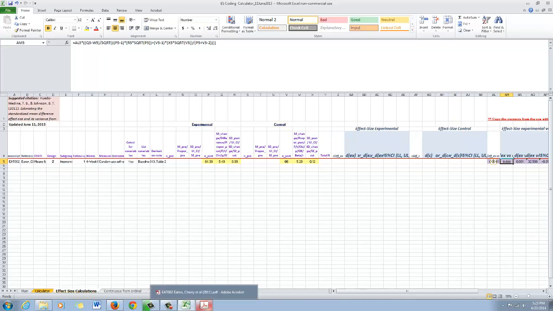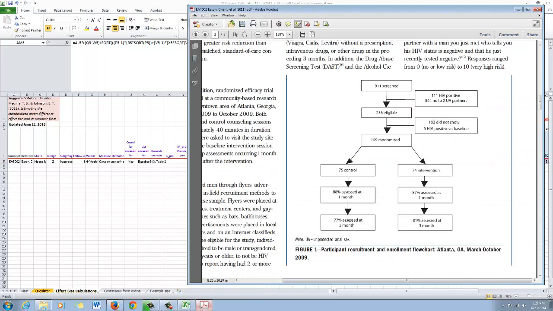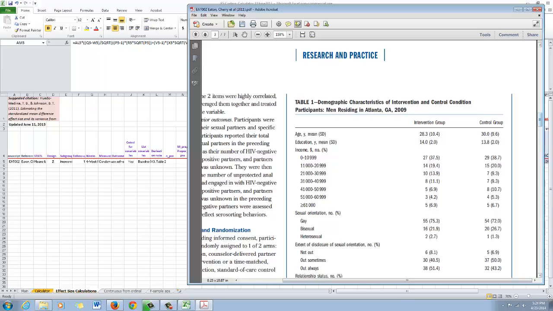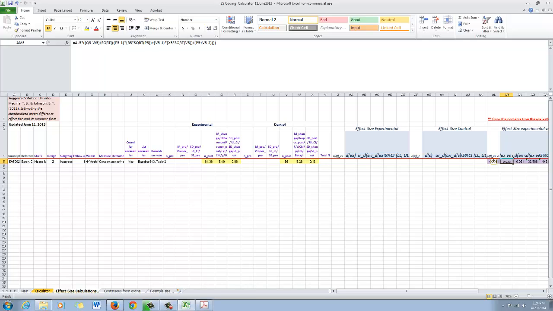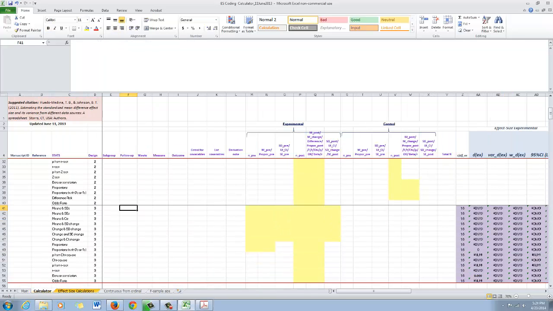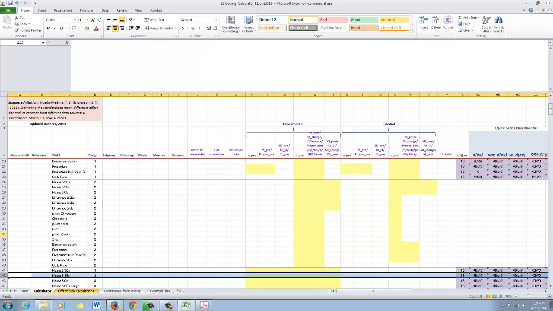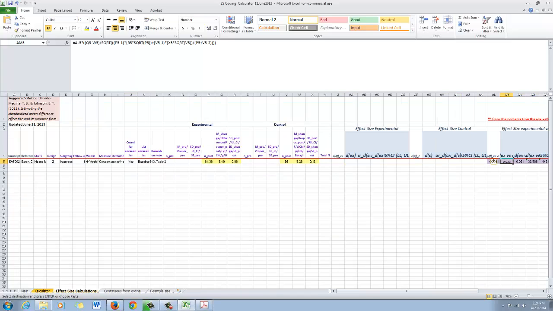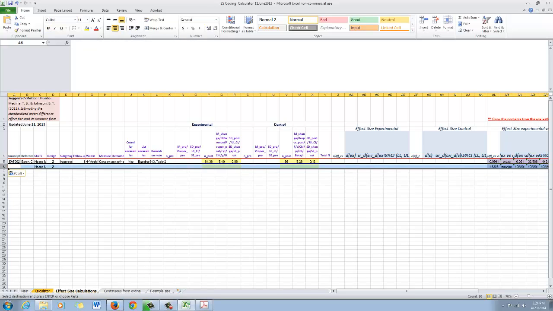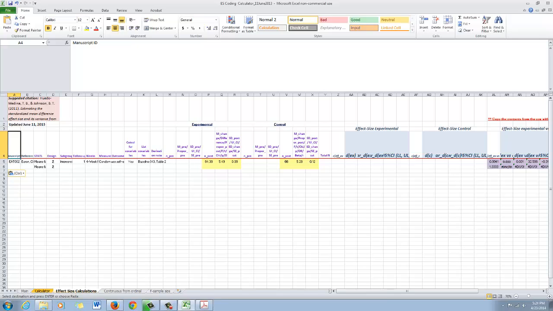Now we're going to input the 3 month follow-up data. So we're going to scroll back down to our table. And we're using this data right here. And since we're using the same data, we're going to use design 2 and means and standard errors again. Click back over here to our database. The manuscript ID is going to be the same because it's the same study, as well as the reference since it's the same study.